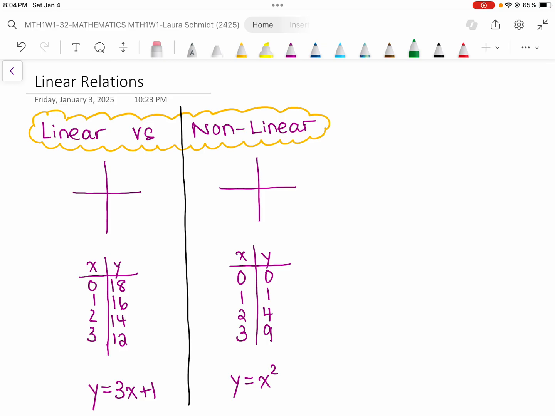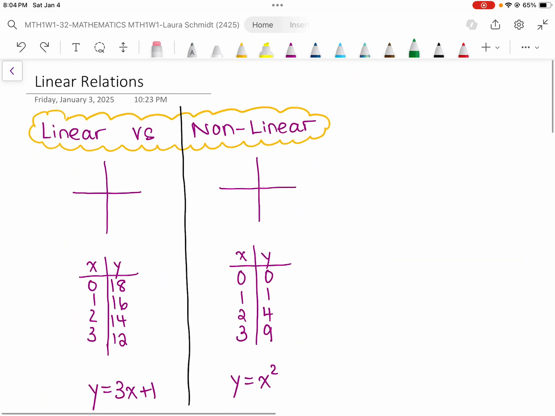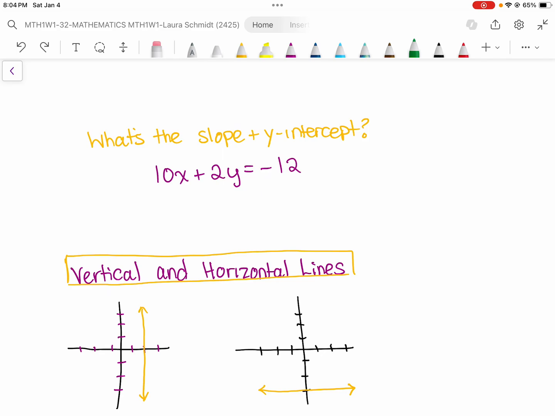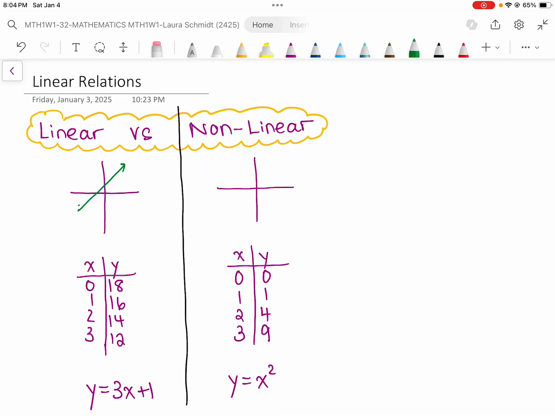So if you had a graph, a linear graph would be a straight line. It could be going like that. It could be this direction. It could be up and down, as long as it's a straight line. And a nonlinear graph would just be a graph that's not straight. So it could be a curve.